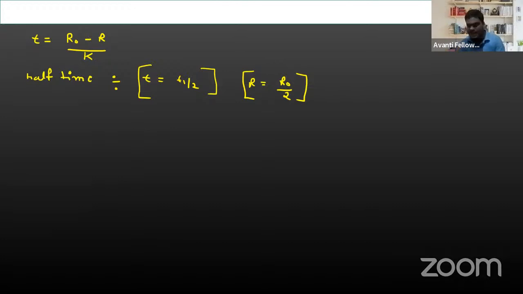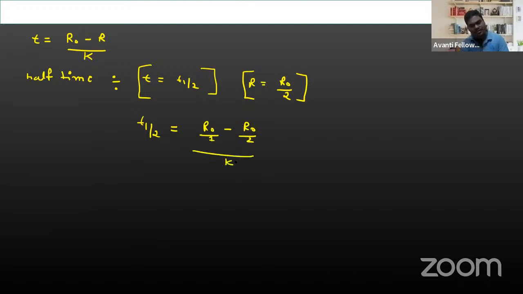Okay, so this is the time t. So t is equal to t half and r is equal to r naught by 2. Clear? So just put the value here. In place of t, you'll put t half, and r naught is r naught, and r is equal to nothing but r naught by 2.